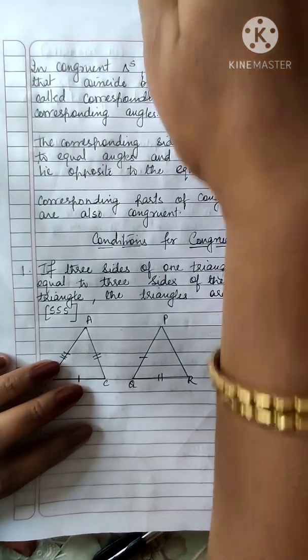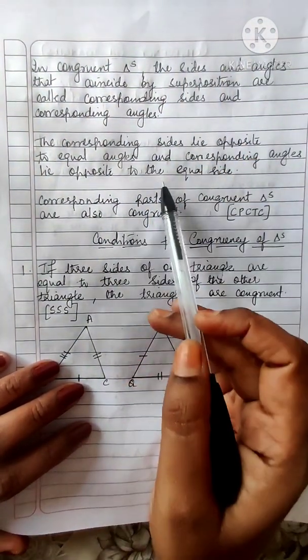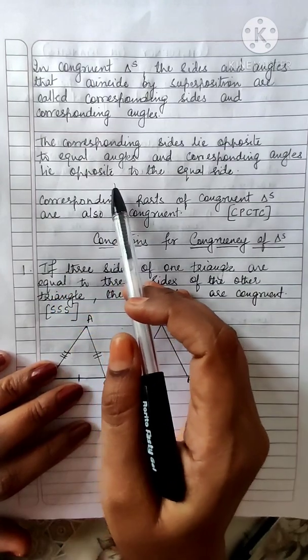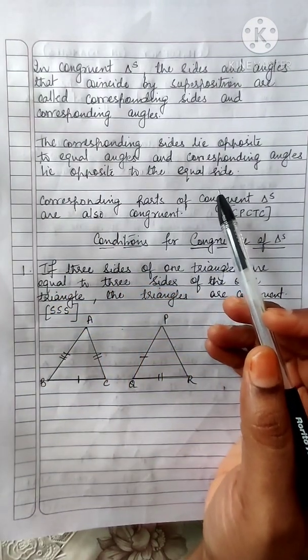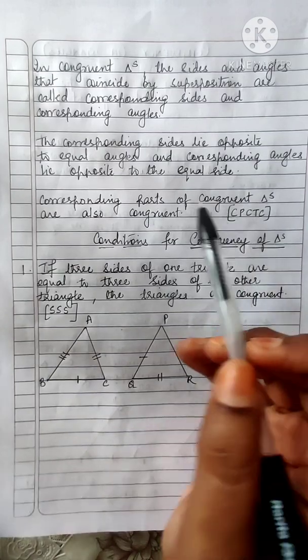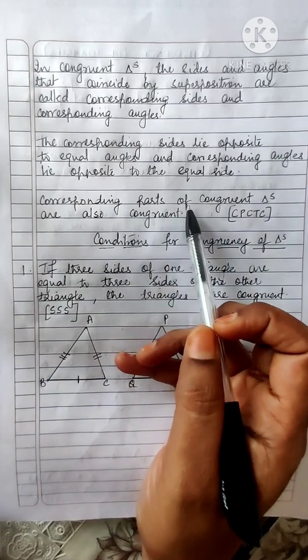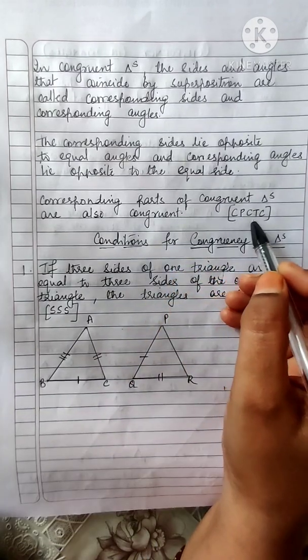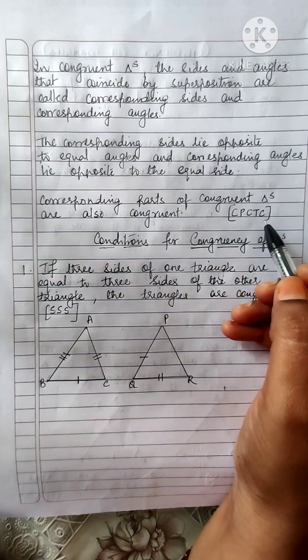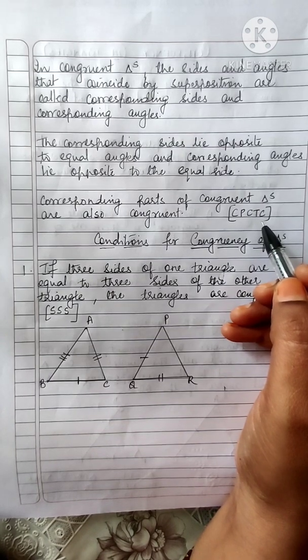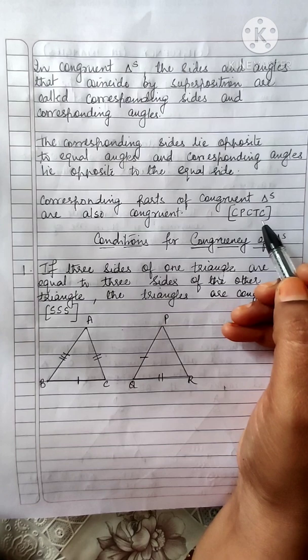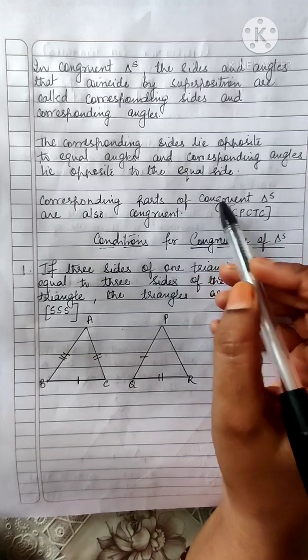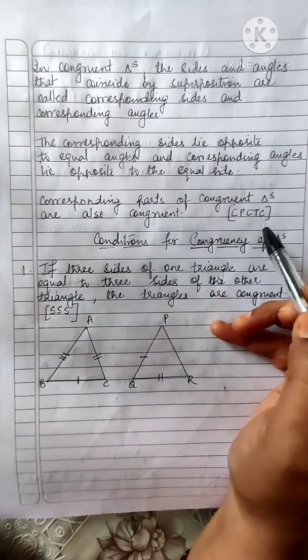The corresponding sides lie opposite to equal angles and corresponding angles lie opposite to the equal sides. Now you should know one more rule for congruency, that is corresponding parts of congruent triangles are also congruent, that is CPCTC. If 3 elements of one triangle are equal to the 3 elements of the other triangle, automatically the remaining 3 elements become equal to each other. That is called corresponding parts of congruent triangles are also congruent.